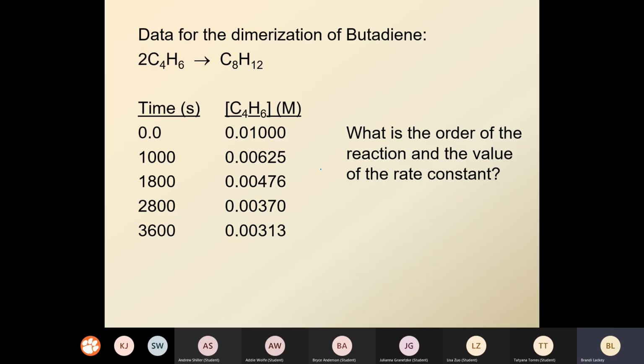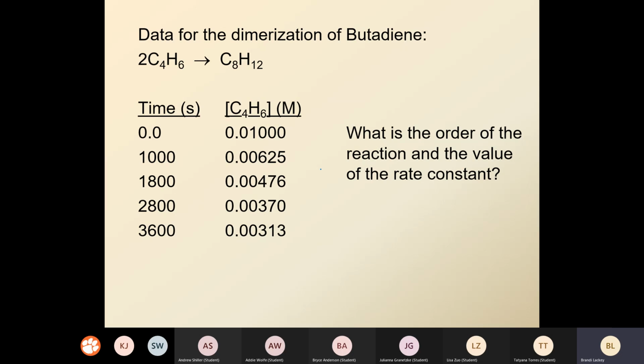So here's another way that we'll have to do these, if it doesn't give us the graph and we have to find the graph ourselves. Here's data for the dimerization of butadiene. It gives us the base reaction, a series of times and a series of concentrations. It wants to know what's the order of the reaction and then what's the value of the rate constant.